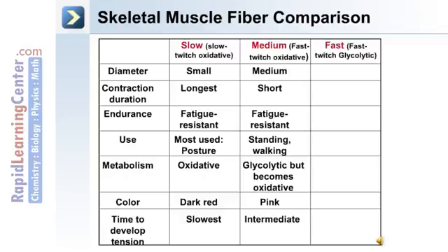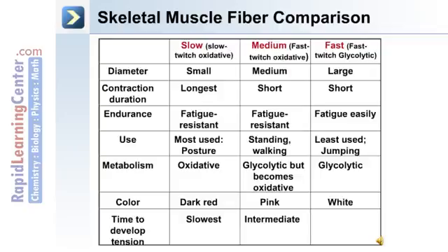The third are the fast or fast-twitch glycolytic fibers. These have the largest diameter and a short contraction duration. These fibers fatigue easily. They're used the least, for explosive movements such as jumping. Their metabolism is glycolytic. Their color is white, and they have the fastest time to develop tension.